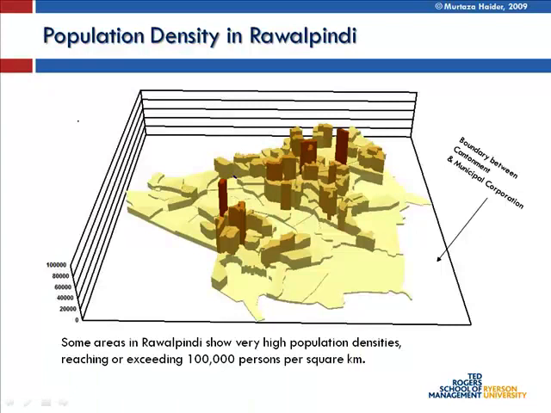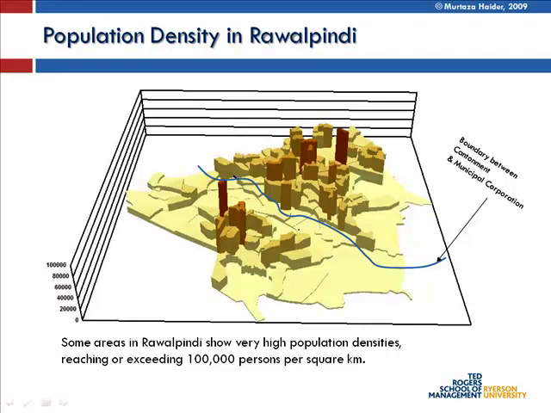So let's first look at Rawalpindi City. And here, the graphic you see on your screen is a map of Rawalpindi City. And if I were to show this line here, the blue line, is in fact sort of a boundary between Rawalpindi City and Rawalpindi Cantonment. And you would see that the map has a third dimension, or the elevation. And the elevation is basically showing you the population density at the neighborhood level.